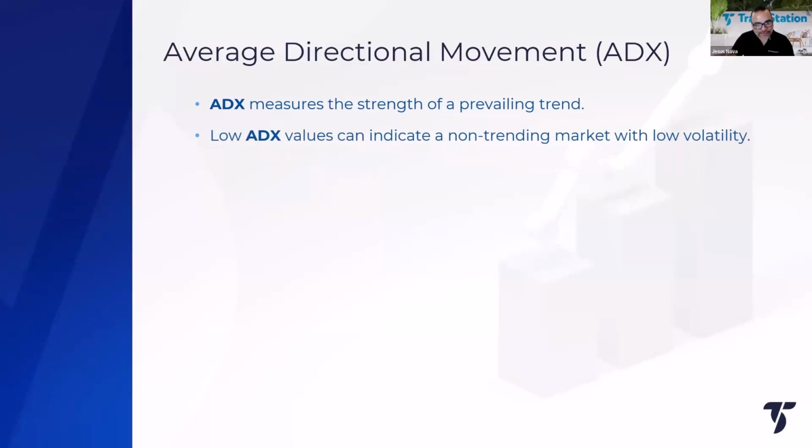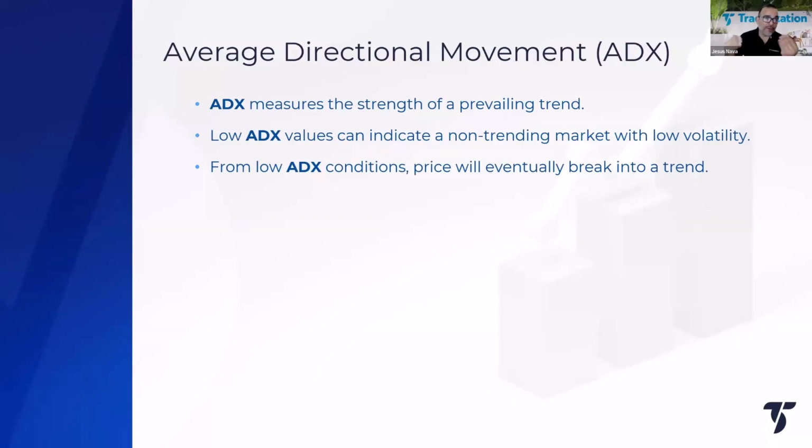When you have ADX values that are low, it indicates a non-trending market with low volatility. ADX is one of those nice indicators that tells you if you're actually in a trend, not necessarily in which direction the prices are going, but whenever the prices are moving, ADX is going to move along with those movements. When ADX values are kind of low, then it just means that the market's not moving. It may be consolidating.